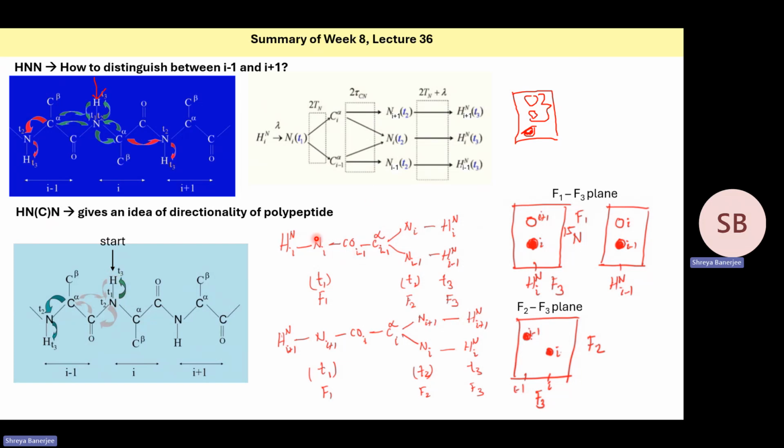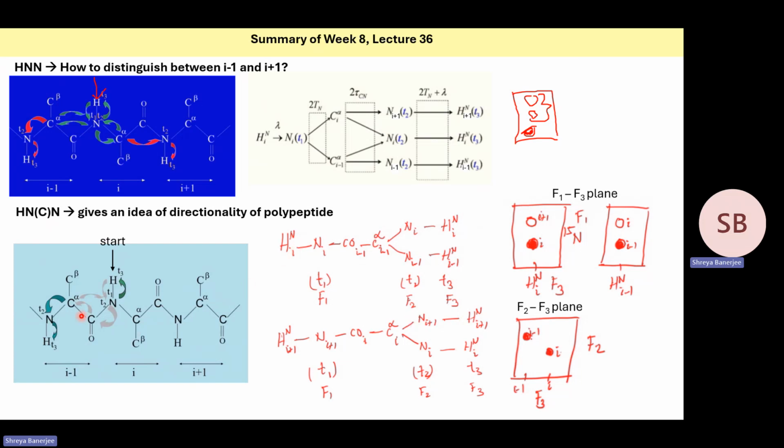So ultimately, the time axes are placed exactly where they were placed in the HNN experiment. One is along the N of the I residue. Another is along this axis, which is detecting N of I and I minus 1. And the third is along this axis, which is detecting the amide hydrogen of I and I minus 1. So this experiment is differentiating between I minus 1 and I plus 1, because in this experiment, you will only get peaks in the I minus 1 direction.